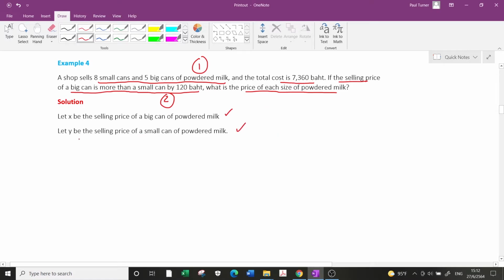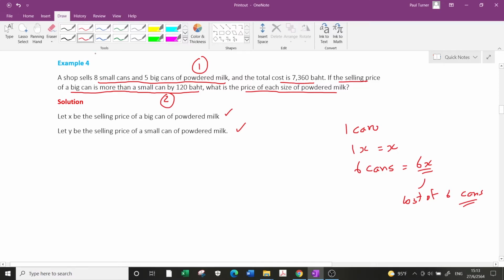So if you have one can, that would be written as 1x, which is x. If you have 6 cans, that would be written as 6x. So this would be the cost of 6 cans, for example. Okay, 5x would be the cost of 5 cans, the total cost.